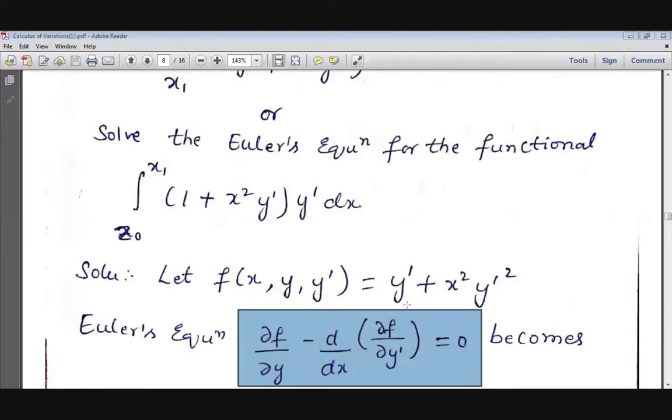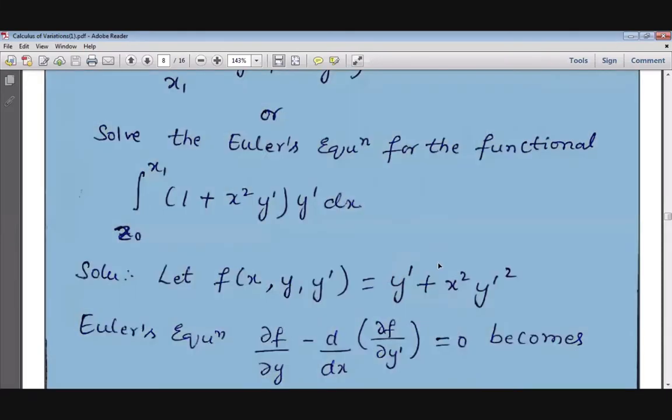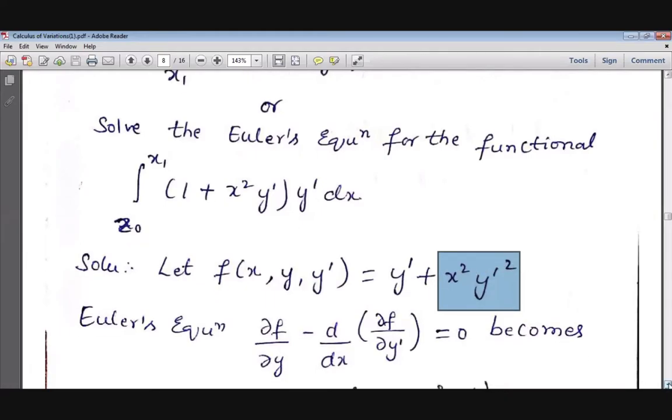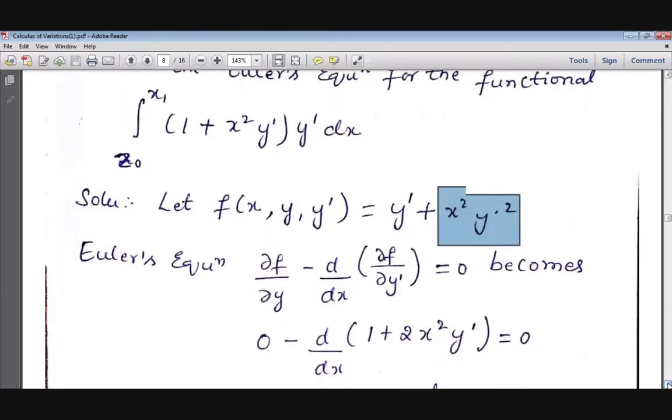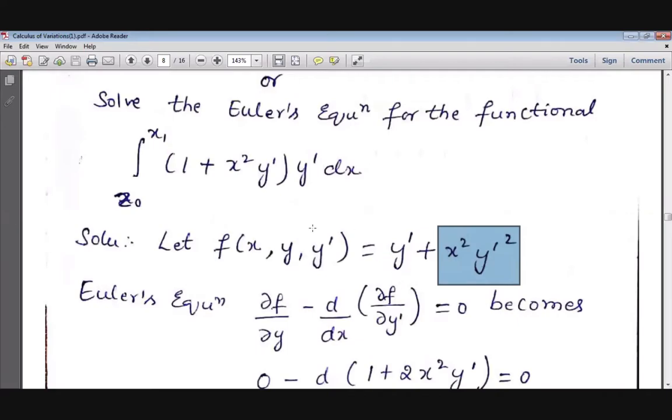Next, what is ∂f/∂y, the derivative of this partially with respect to y? We don't have y here, we don't have y in this also, so the derivative of this partially with respect to y is 0. Therefore, ∂f/∂y equal to 0.